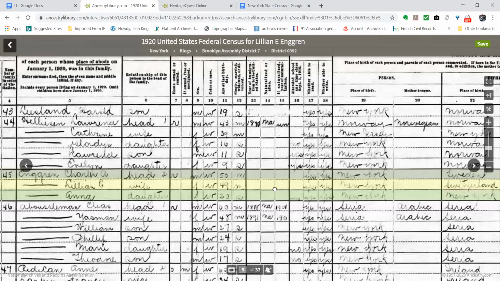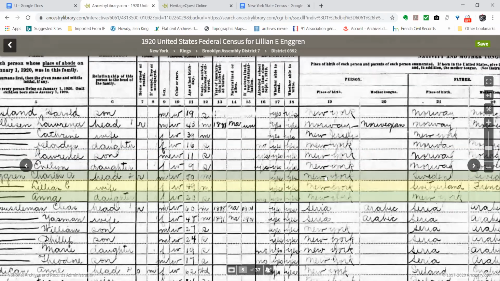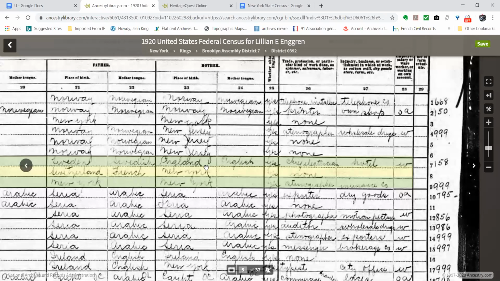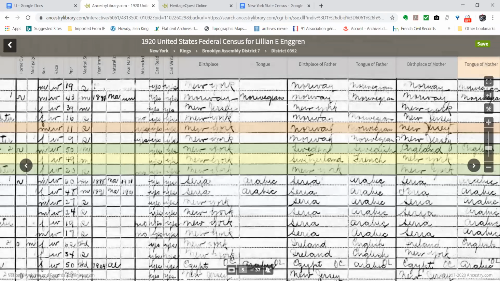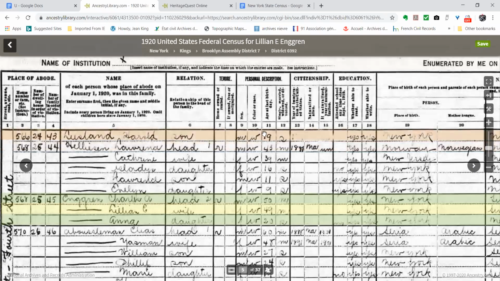Again, there are questions about citizenship, about when people arrived and whether they were naturalized citizens and when that happened. And then all the way over here are the questions about the occupation and the type of job they were doing. And this was the age at your last birthday.